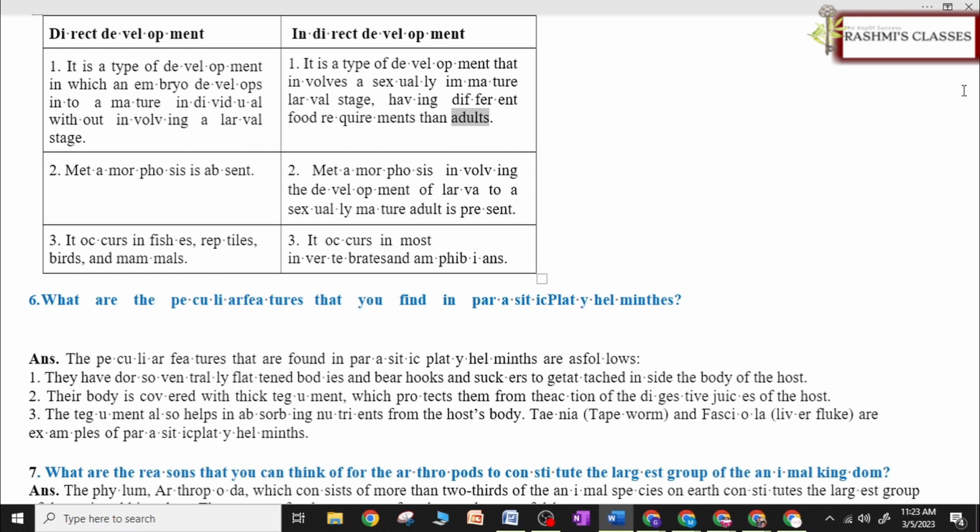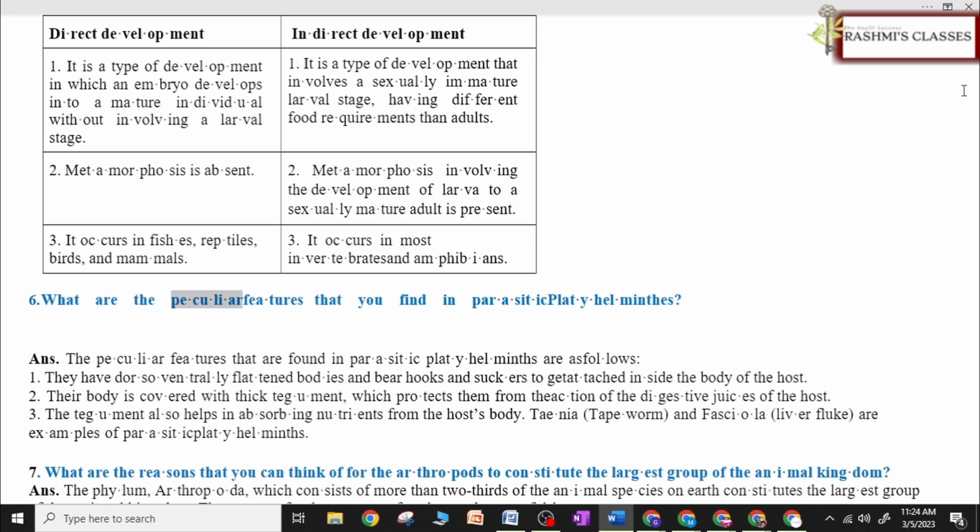Direct development: 2. Metamorphosis is absent. Indirect development: 2. Metamorphosis involving the development of larva to a sexually mature adult is present. Direct development: 3. It occurs in fishes, reptiles, birds, and mammals. Indirect development: 3. It occurs in most invertebrates and amphibians.